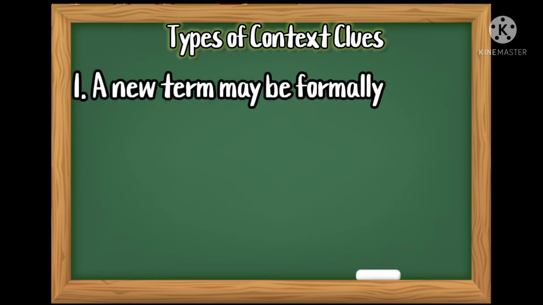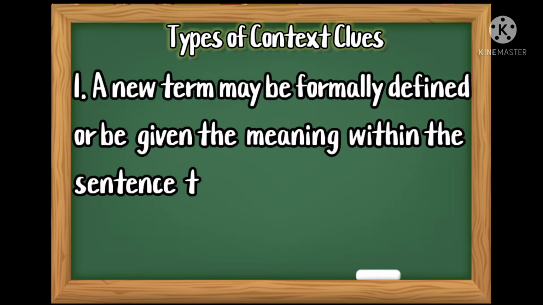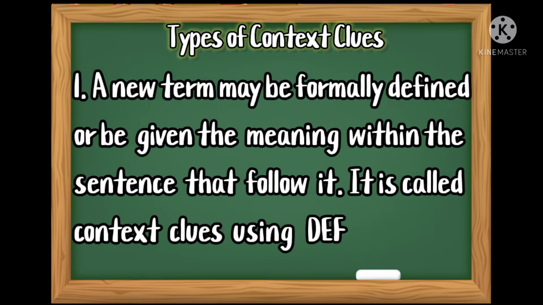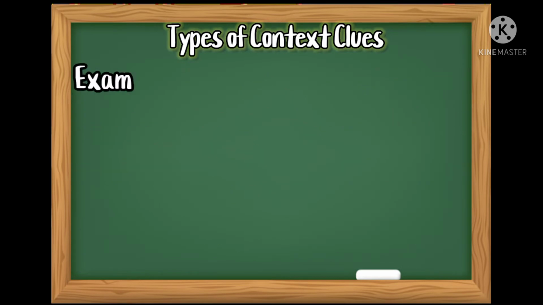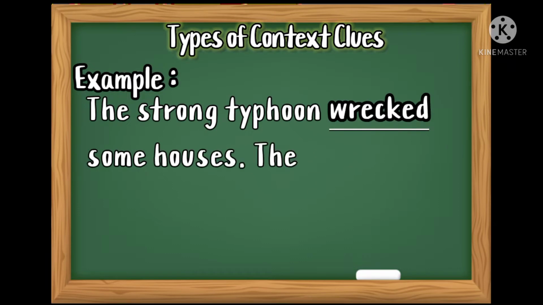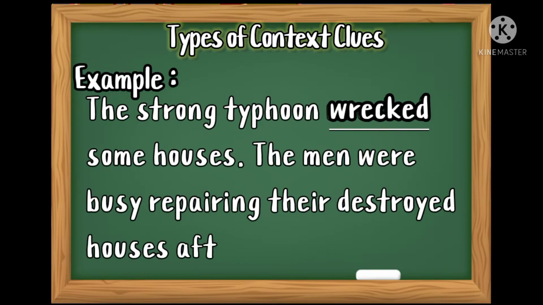Number 1. A new term may be formally defined or be given the meaning within the sentence that follows it. It is called context clues using definition. Example: The strong typhoon wrecked some houses. The men were busy repairing their destroyed houses after the typhoon. What could be the meaning of wrecked in the first sentence? Which word in the second sentence would help you understand the meaning of wrecked? Did I hear you say?